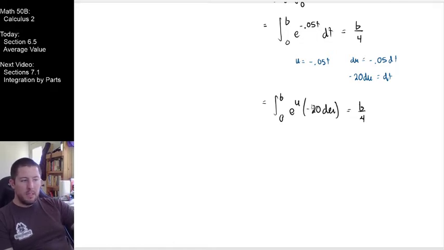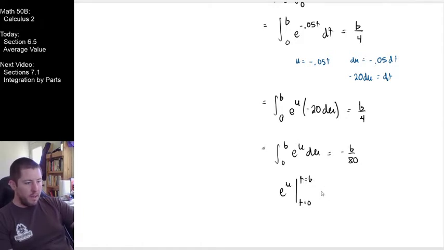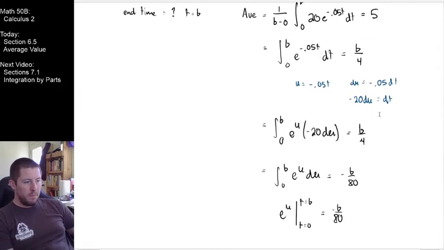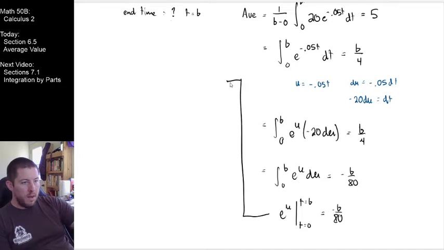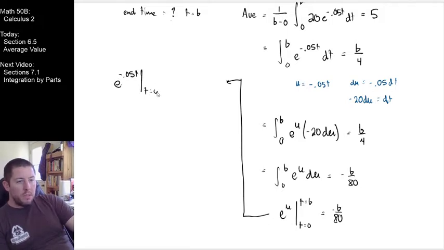Well, it looks like, again, we have another constant multiple that I want to divide away. So I'm going to divide both sides by negative 20. We've got a negative b over 80 on the right-hand side now. And now we've got ourselves a really nice integral here: e to the u evaluated from t equals 0 to t equals b, because I'm a responsible variable follower here. I'm indicating what variable we're interested in. I know that u is really negative 0.05t. Maybe I'll bring myself up over here. Work a little right to left. So e to the negative 0.05t evaluated from t equals 0 to t equals b equals negative b over 80.